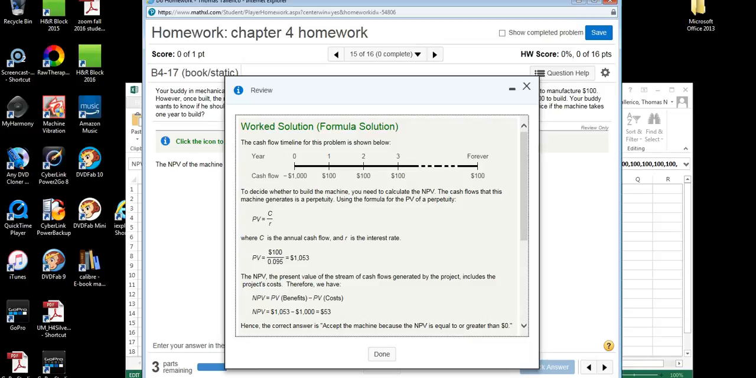Hello everybody. Per your request, the last two homework problems on chapter 4 had to do with the net present value of a guy making $100 forever. The initial investment would be $100,000, and he gets $100 forever. Some of you asked me, how do I know the time frame? How do I get the net present value if I don't know the time frame? Well, the time frame is right here, and it says forever.